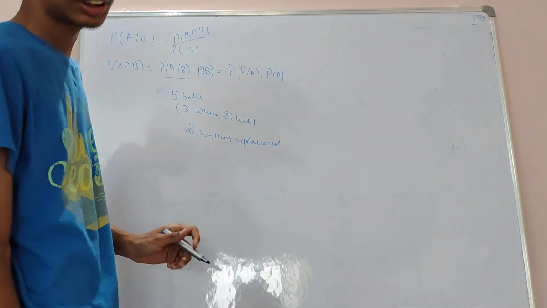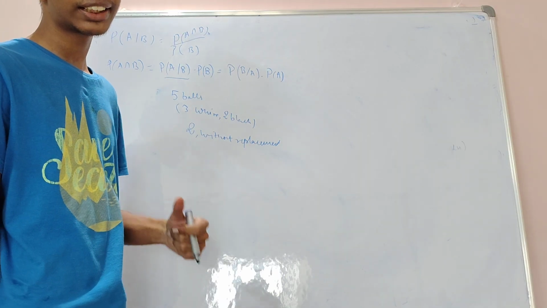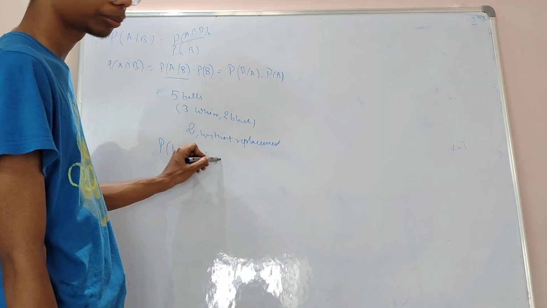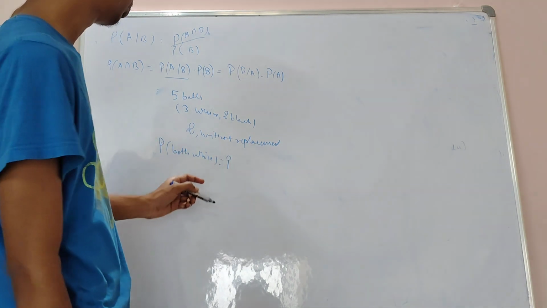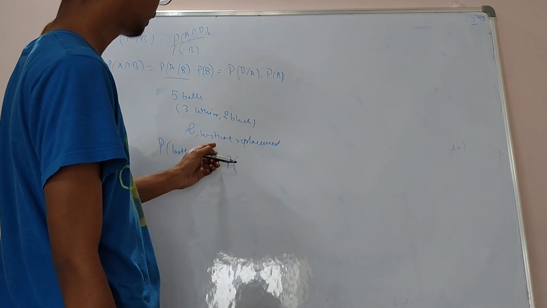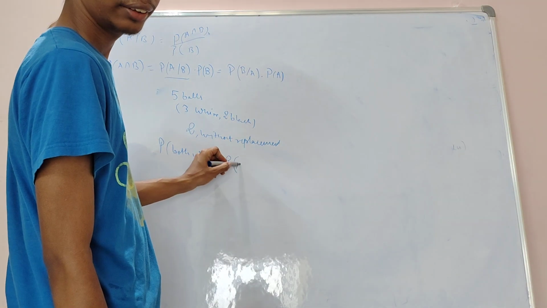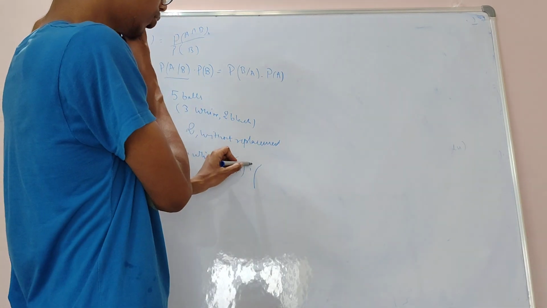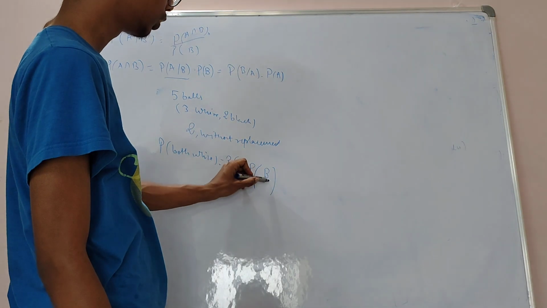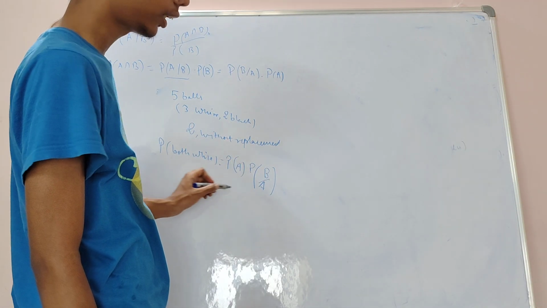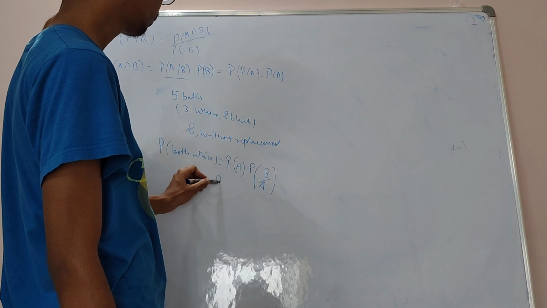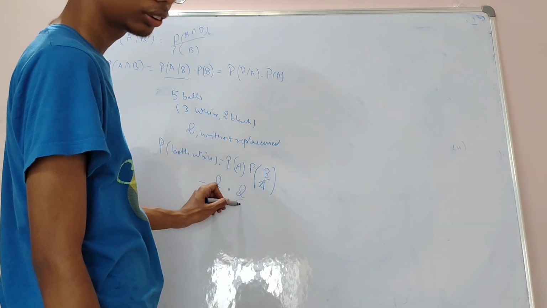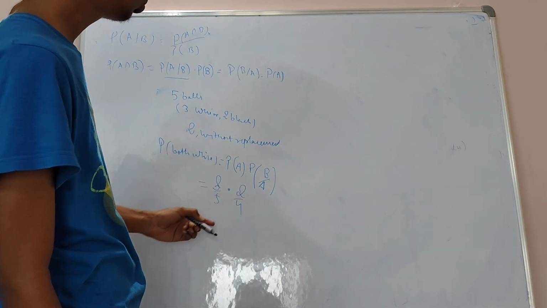So what will I do? Suppose A is first ball white and B is second ball white. So the probability of both balls white will be the probability of getting A, first ball white, multiplied by the probability of getting second ball white given that the first ball is already white. So it will be, sorry, 3 by 5 into 2 by 4.